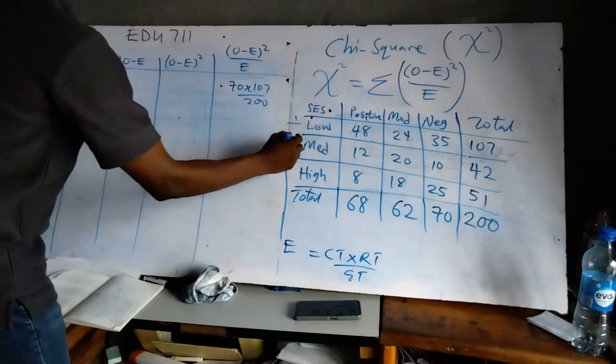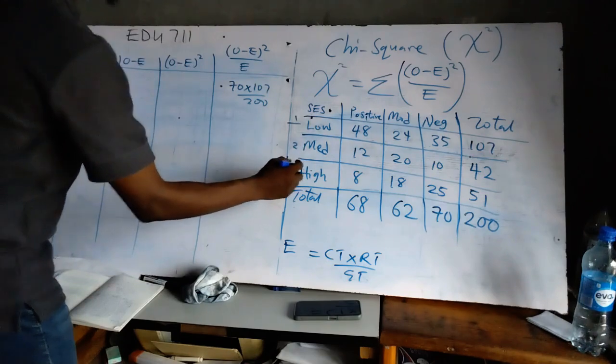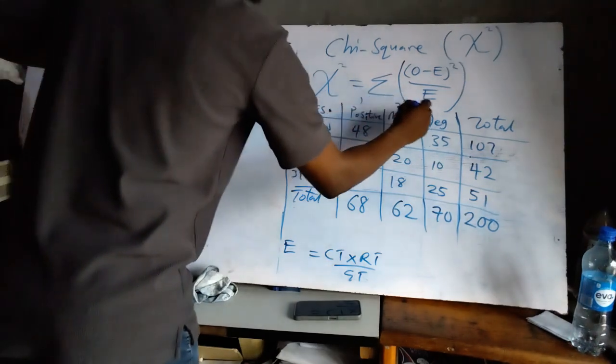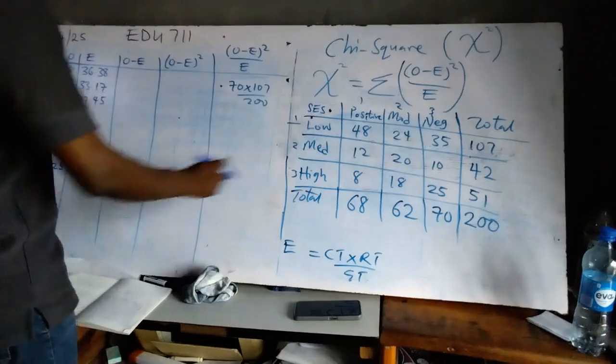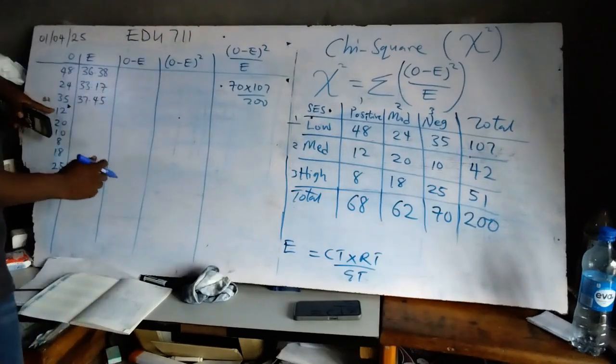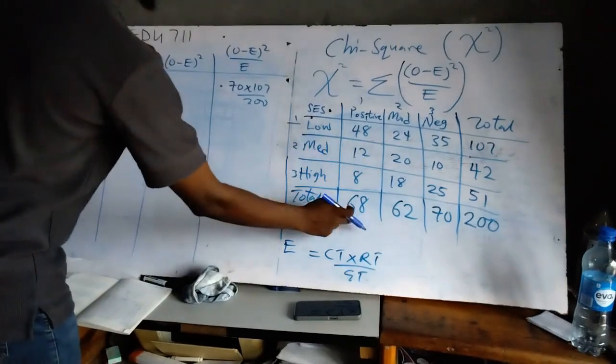So this is row 1, row 2, row 3, column 1, column 2, column 3. So we move to the second row, which is 12. So for 12, the column total is 68.